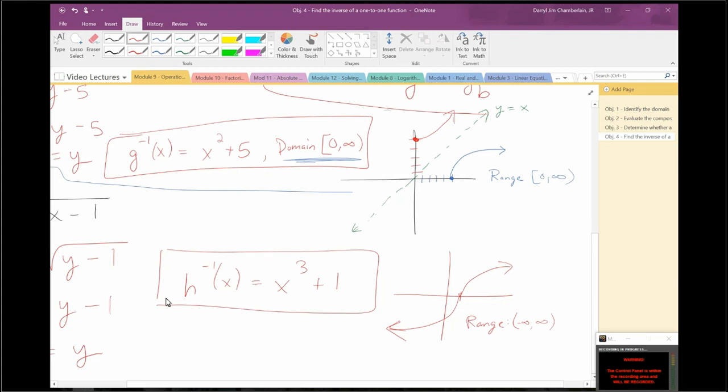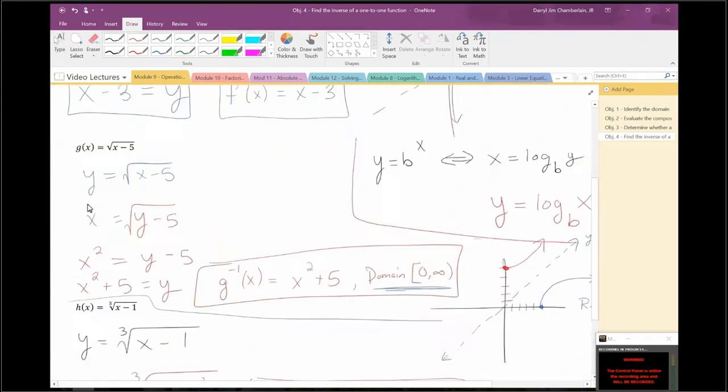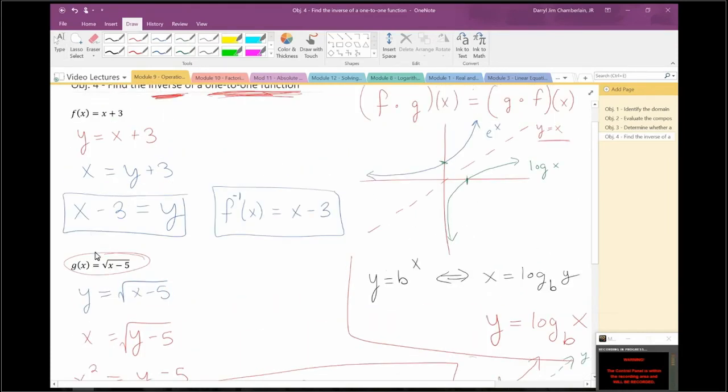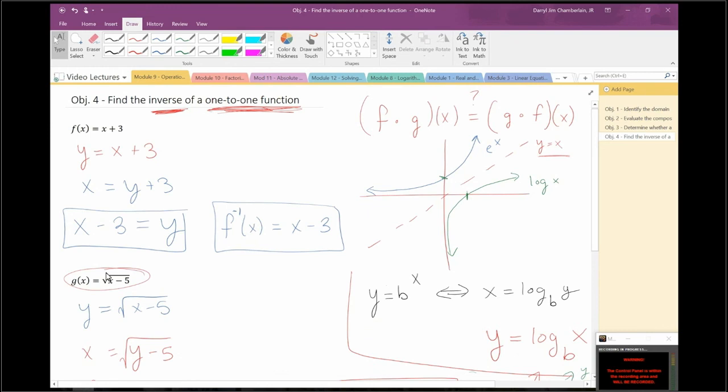So the only time we have to worry while we're doing these inverses is when we're looking at things like the square root of. Since it has this restricted domain, we have to be very careful. And that's everything we need to know about finding the inverse of a one-to-one function.